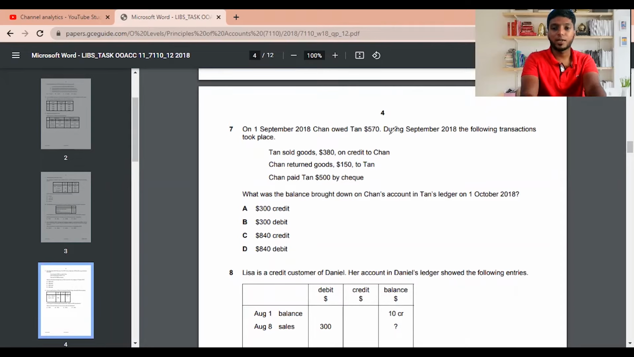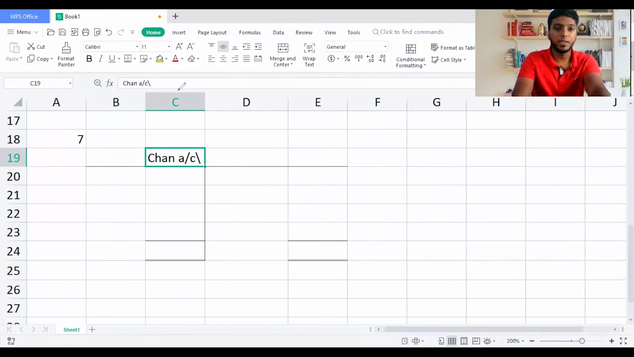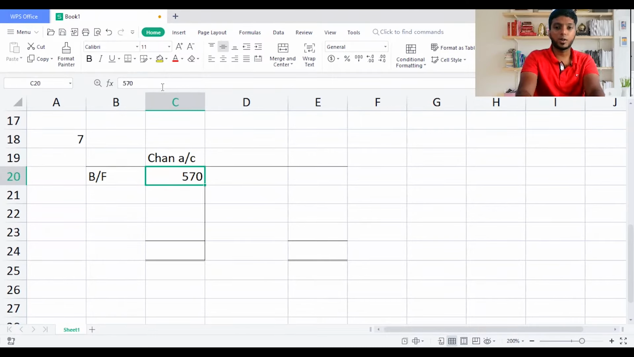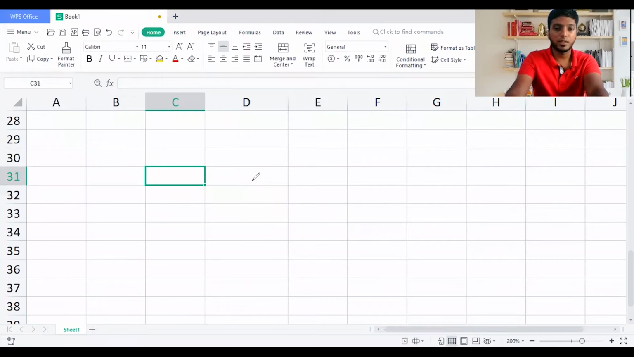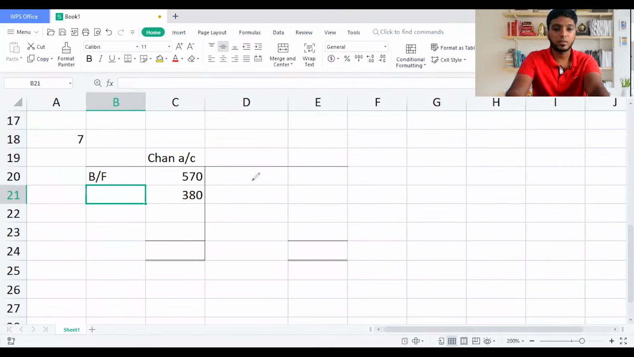Chan owed Tan 570. So in my books of account, I need to prepare Chan's account. He has given me some values. Chan has given me how much, guys? 570 brought forward. So I'll record 570 brought forward. Then Tan sold goods worth 380. So in my credit customers account, I made a sale. I'll write here 380 sales. Sales account credit, Chan account debit, the double entry.